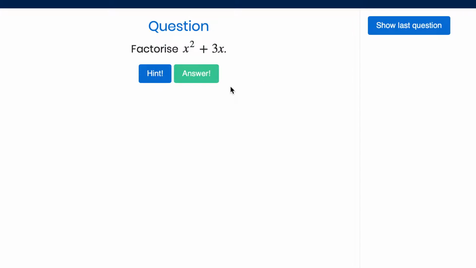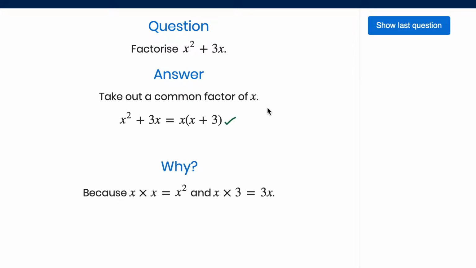So let's see the answer. We take out a common factor of x, since there is an x in the x squared part and an x in the 3x part. So x squared plus 3x becomes x outside the brackets and x plus 3 inside them. And this is because when we multiply x by x, we get x squared, and when we multiply x by 3, we get 3x. And that's it.